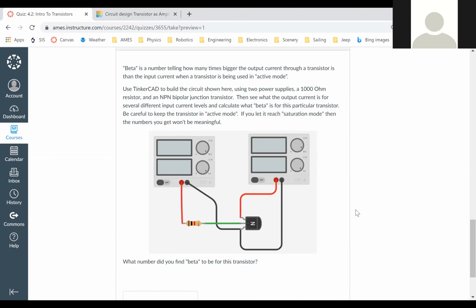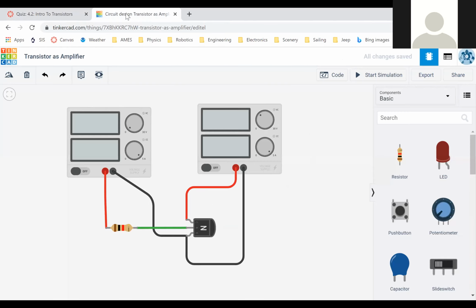All right. So speaking of activities, okay. So this was the activity that we did. Now I did have a couple students email me saying that they were having a little trouble with the activity. So let's talk about it right now. Okay. So you should have built something that looked like this.